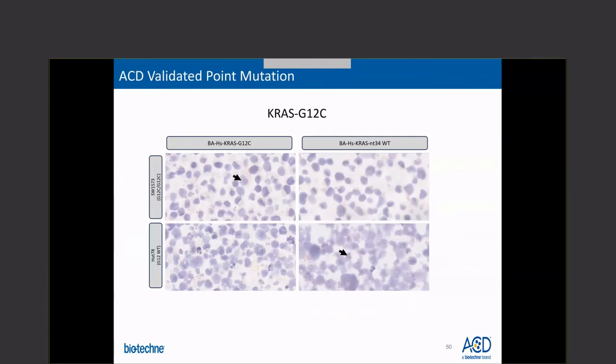Another application area is the visualization of point mutation. BaseScope assay can detect transcripts down to a single nucleotide change. For example, KRAS G12C mutation is observed in several malignancies, predominantly in lung tumors and colorectal cancer. It is a driver mutation which promotes tumor growth and results in resistance to standard therapies. Using 1ZZ point mutation probes targeting either the KRAS G12C mutated sequence or KRAS G12 wild-type sequence, it was possible to visualize the positive signal in cells homozygous for the KRAS G12C mutation.